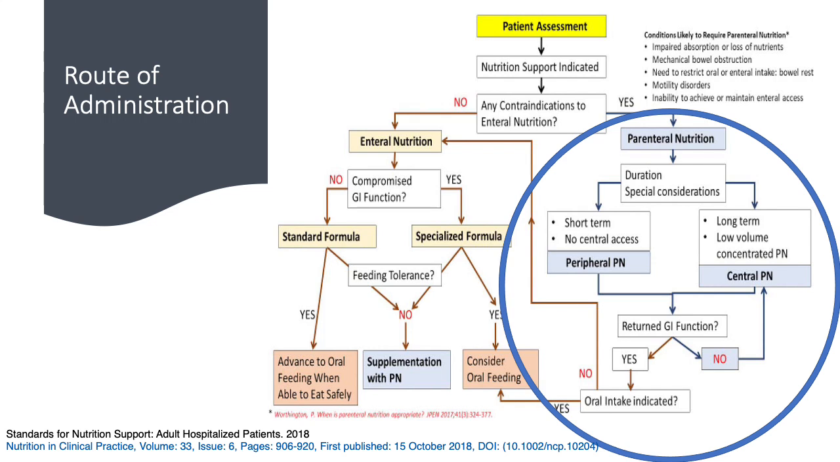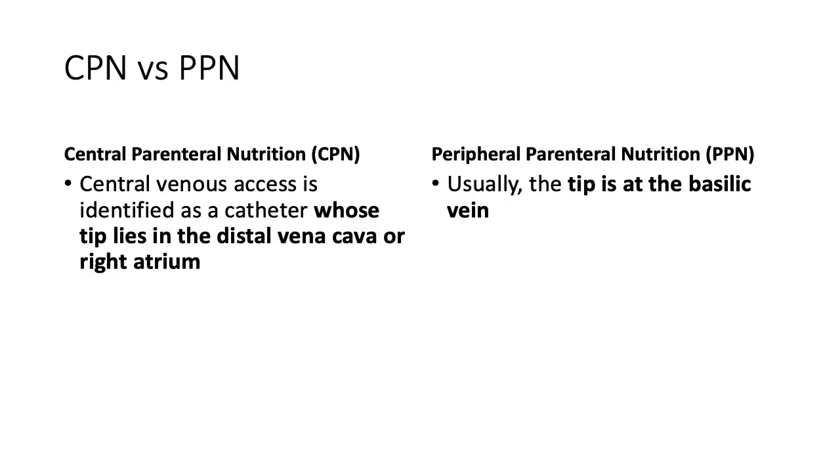I'm sure you remember this diagram decision tree here from previous modules, but this time we're going to be focusing on the parenteral side of things. Parenteral nutrition access devices are covered in Chapter 3. The type of line is defined by where the distal catheter tip lies within the body and not where it enters the body. So central parenteral nutrition versus peripheral parenteral nutrition.